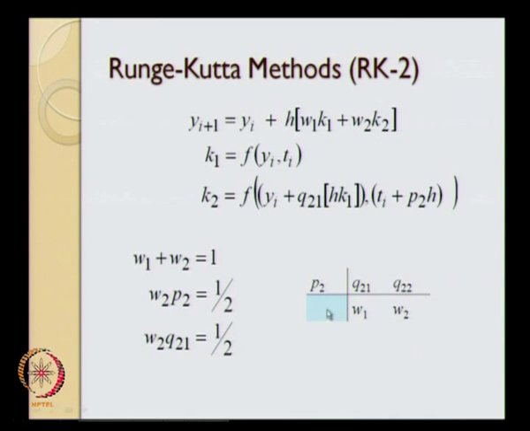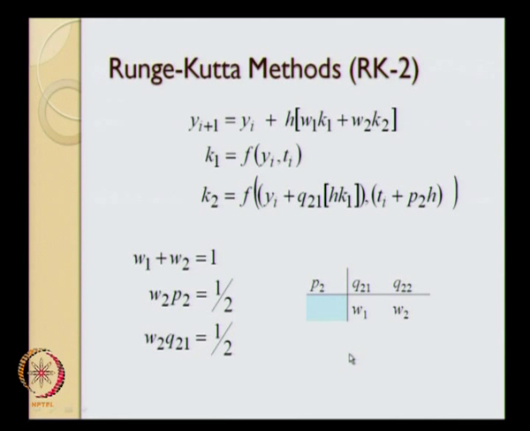Okay. And the standard way of writing these weights is in a tabular format of this type. We draw two lines, one vertical line and one horizontal line. To the left of the vertical line, we will write P2, P3, P4 and so on up to Pn for an RKn method, and below this horizontal line we will write the weights W1, W2 and so on up to Wn, and the Q values come over here.